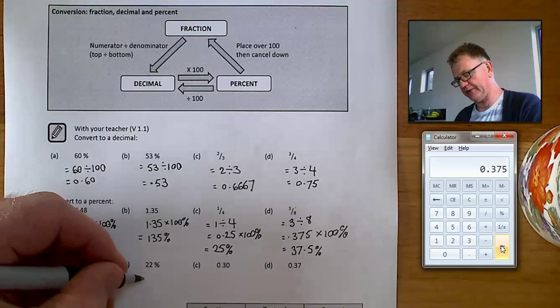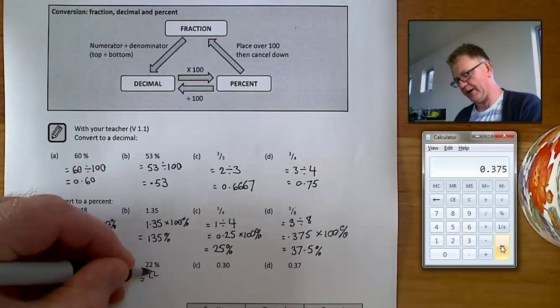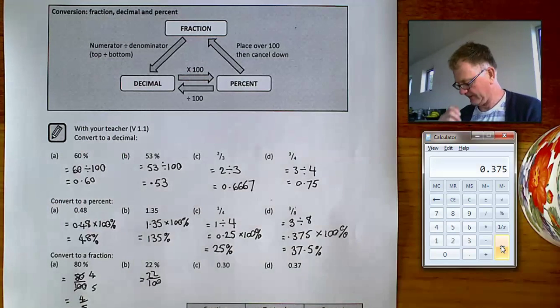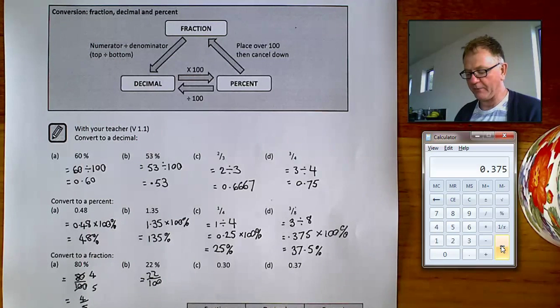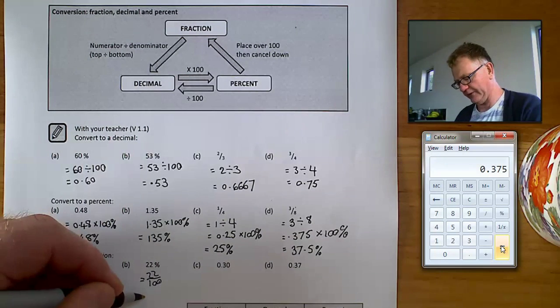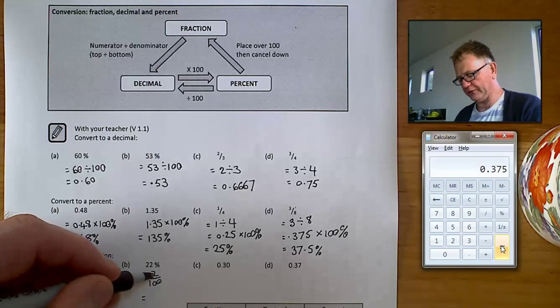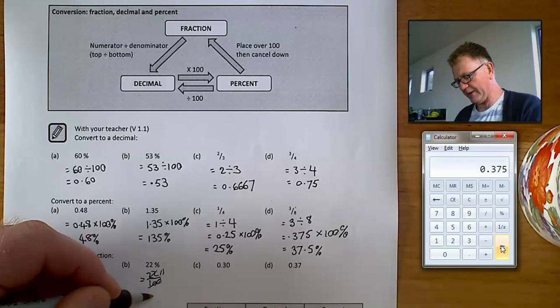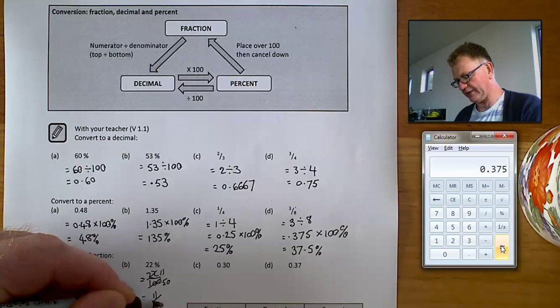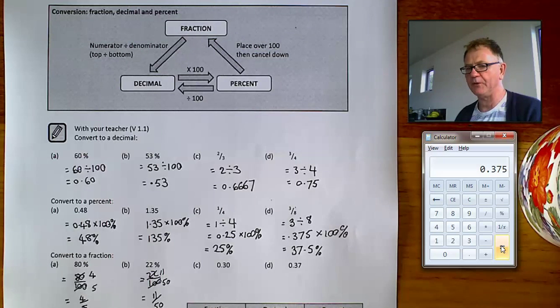22% as a fraction can be written as 22 out of 100. It's already a fraction. We could make it a bit simpler though by seeing if there's anything that divides into the top and to the bottom. Now the only thing I can see is 2. 2 divides into 22 11 times and into 100 50 times. So 22% equals 11/50ths as a fraction in its simplest form. It's important to remember that 22 out of 100 would be a correct answer, but 11 over 50 is probably just a slightly better answer, same thing.